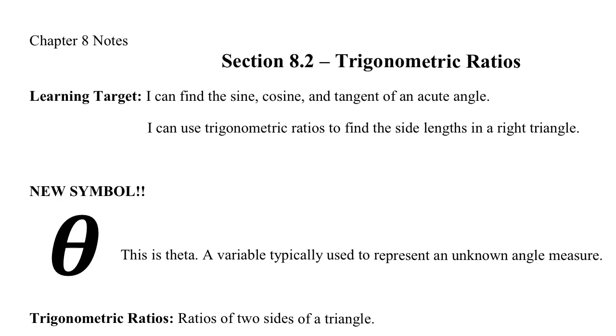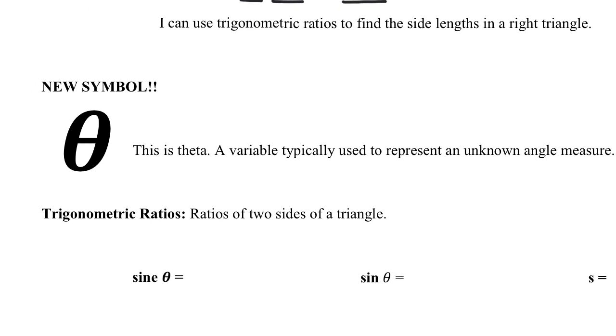All right, so we are first going to start looking at what we call trigonometric ratios, or shortened as trig ratios. So we are going to find the sine, cosine, and tangent of an acute angle. And then we're going to use our trig ratios to find the side lengths in a right triangle. So here's going to be what we call a new symbol.